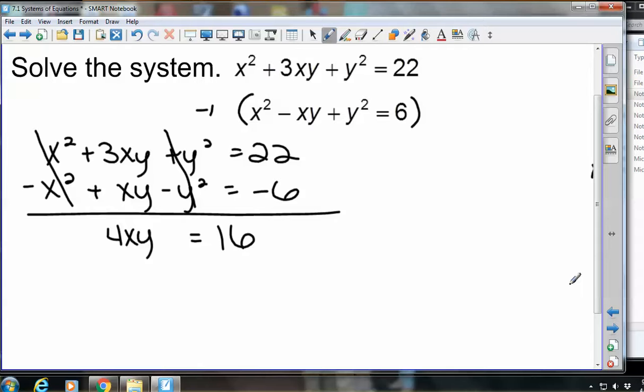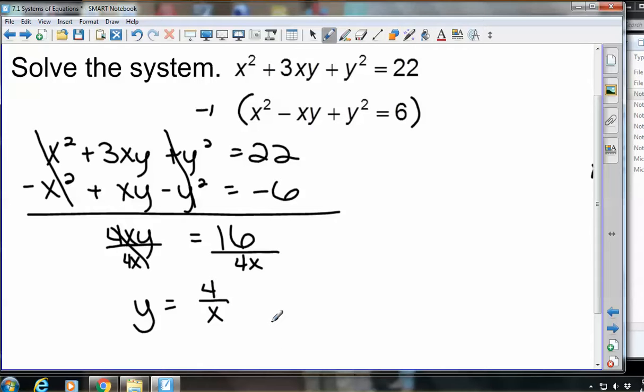So remember yesterday some of the problems we used substitution, we would get x equals y minus 3. And then we plug that into the other equation. So let's say, it doesn't matter which one I solve for. If I solve for y, I would divide by my 4x. So y is 4 over x.